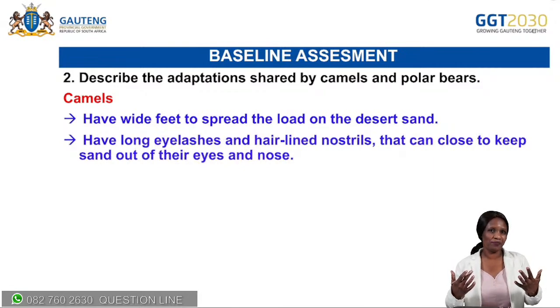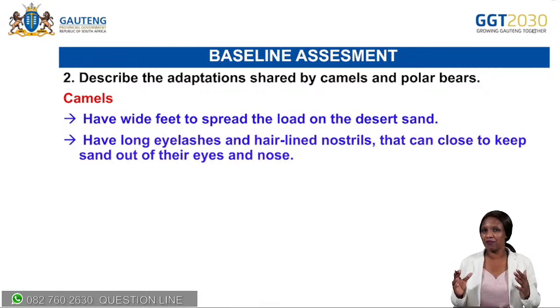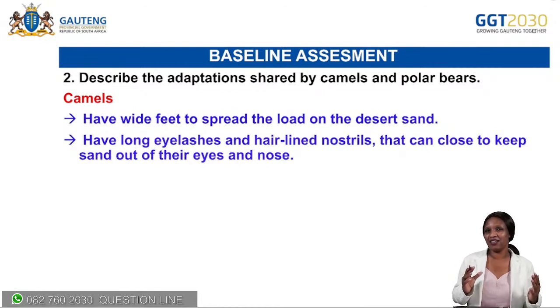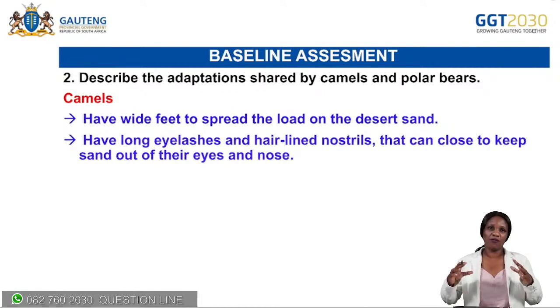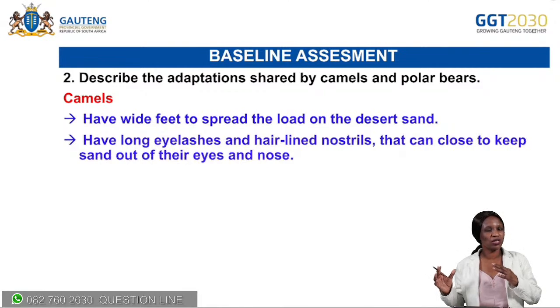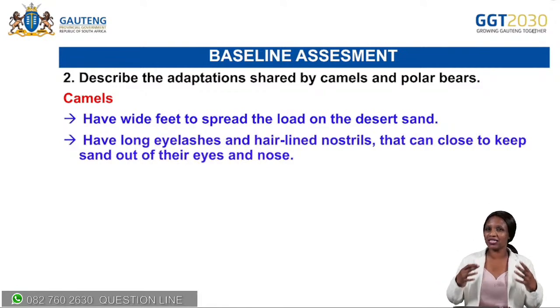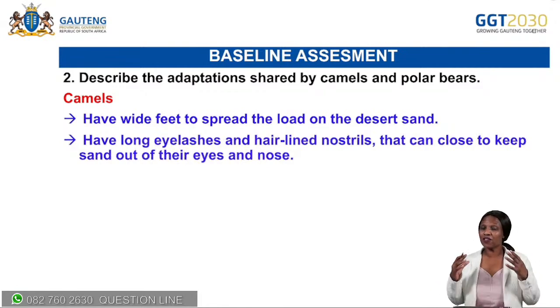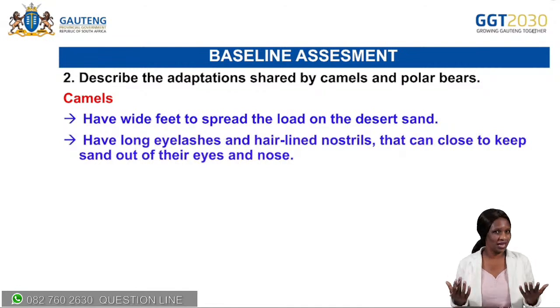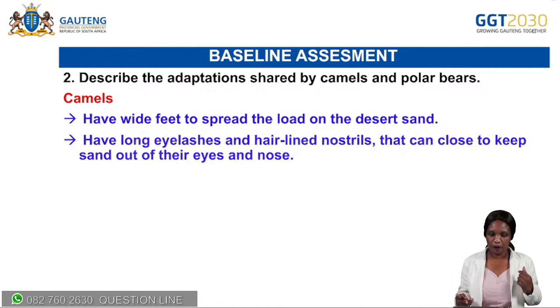Do you get it? For example, if an animal lives in a certain place with a certain climatic condition, it has to adapt to that environment, because if it doesn't adapt, it will die. But it has to adapt.